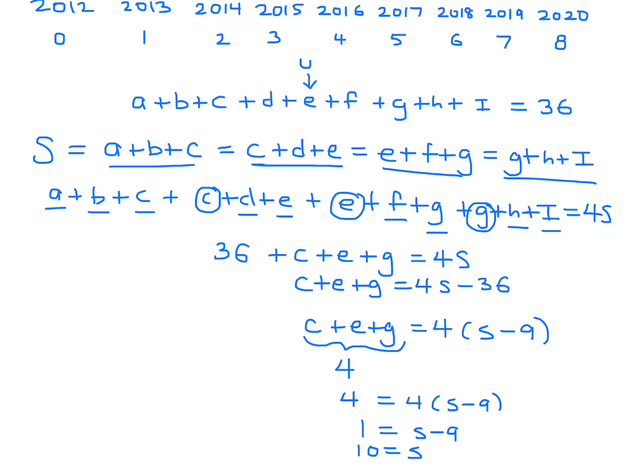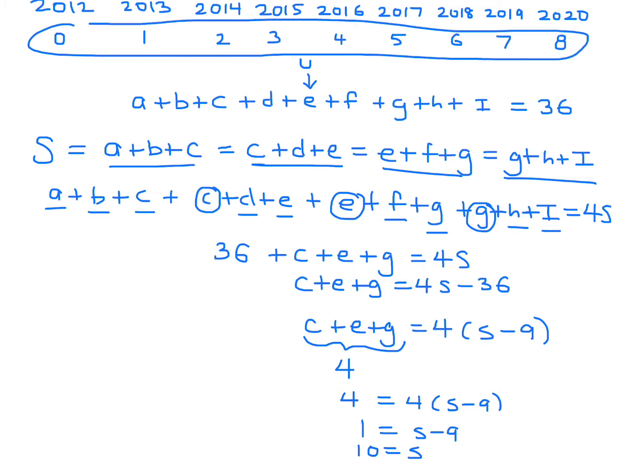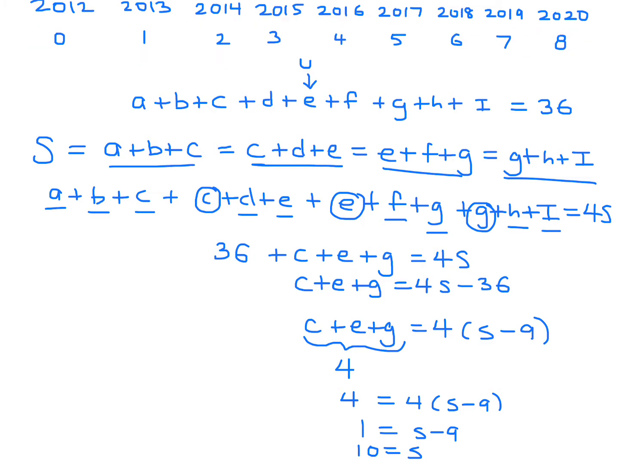Okay, but what is C plus E plus G individually? Those 3 numbers have to add up to 4. And this is my designation for those 3 numbers. How can I get 3 of those to add up to 4? The only way is if you have 0, 1, and 3. Yeah, 0, 1, and 3. That's the only way you can get a sum of 4. All right, so I think so far I have enough to solve this question.